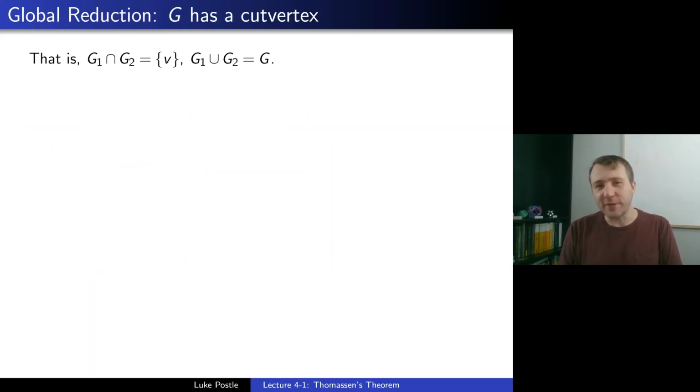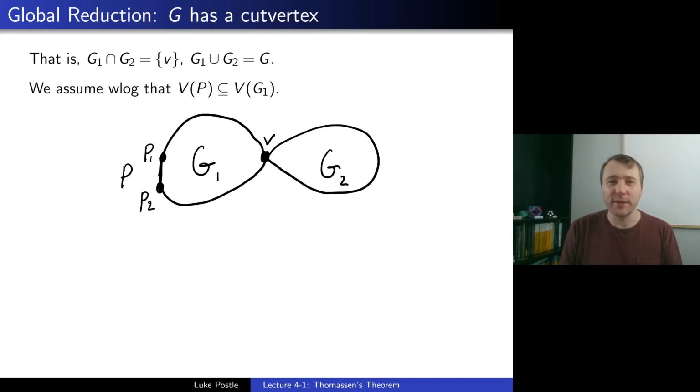So the global reduction. First one, that G has a cut vertex. So that is, G1 intersect G2 is V, G1 union G2 is G. So we get this picture. And we might as well assume without loss of generality that, say, P is on the side of G1.